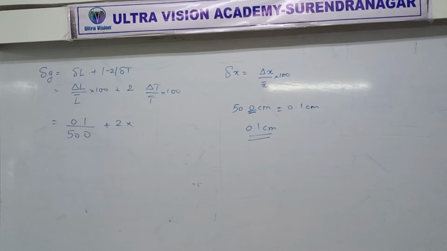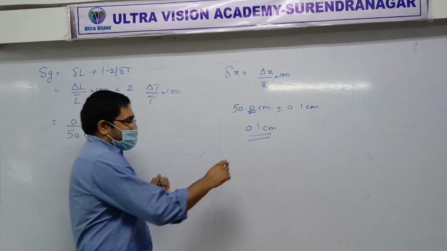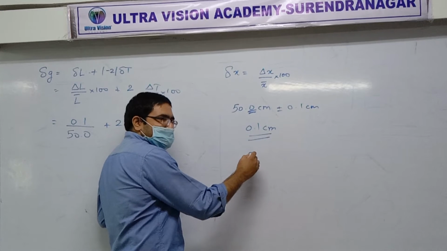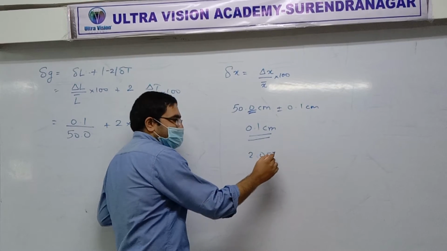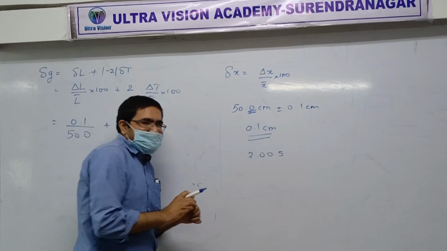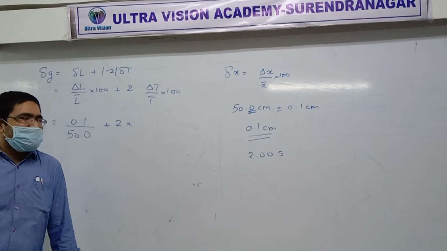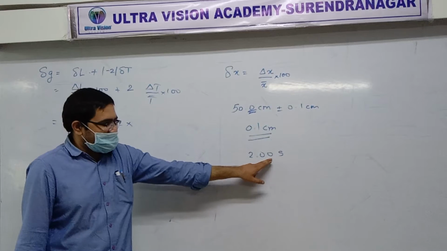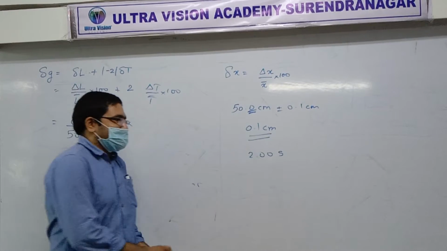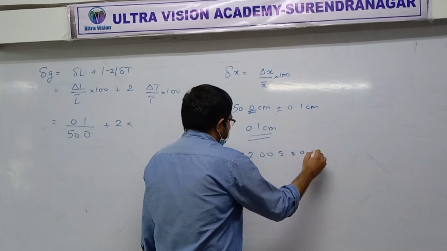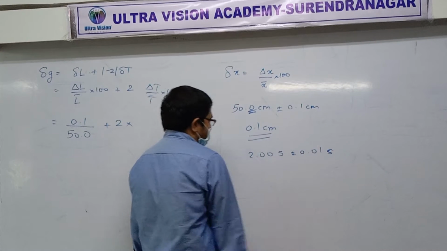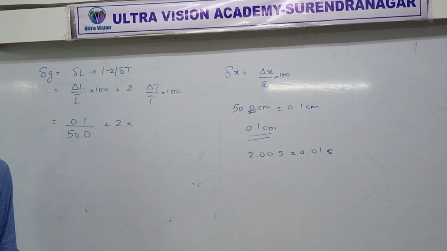Why? Because it is measured up to 1 upon 100 place. What is the measurement? 2.00 seconds, right? So it is measured up to 1 by 100. Yes or no? That means the error due to the least count will be 0.01 second. Clear? Yes.